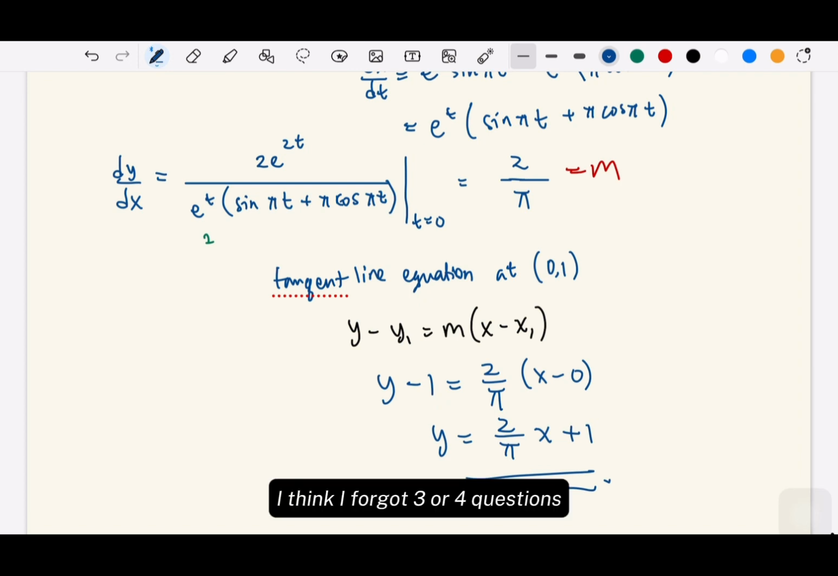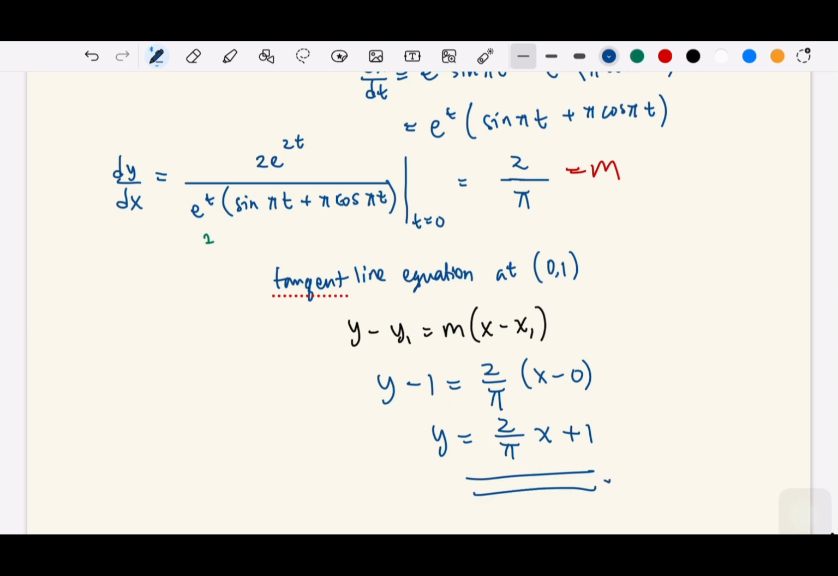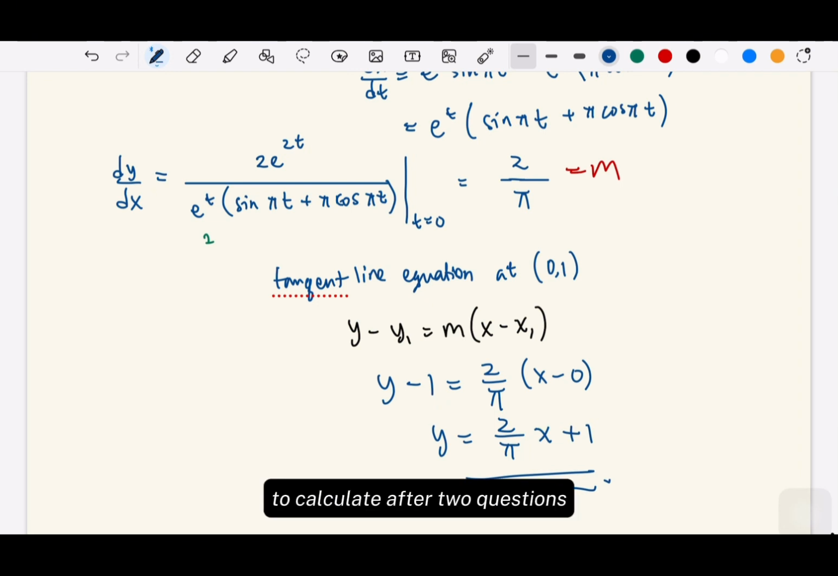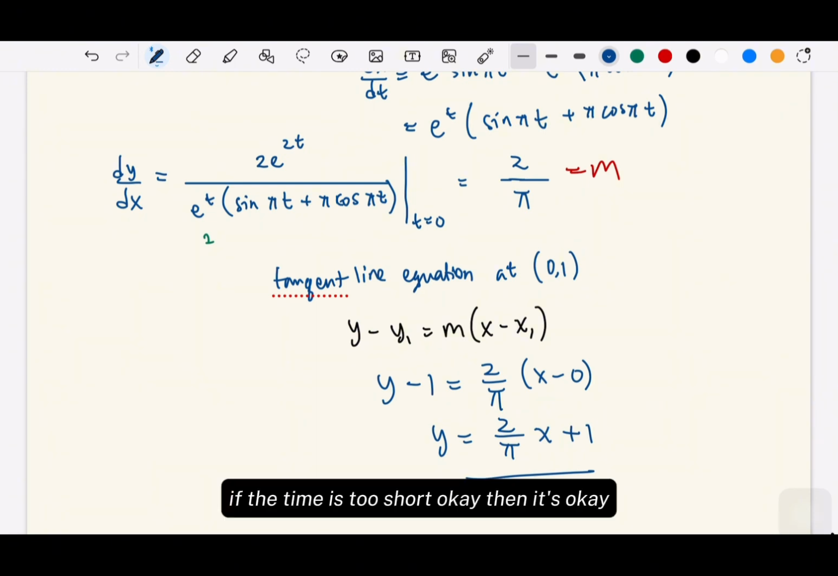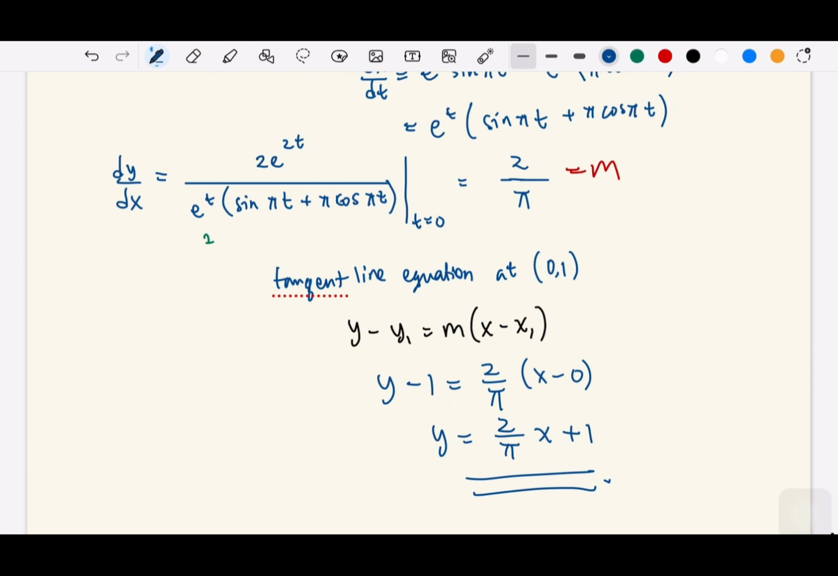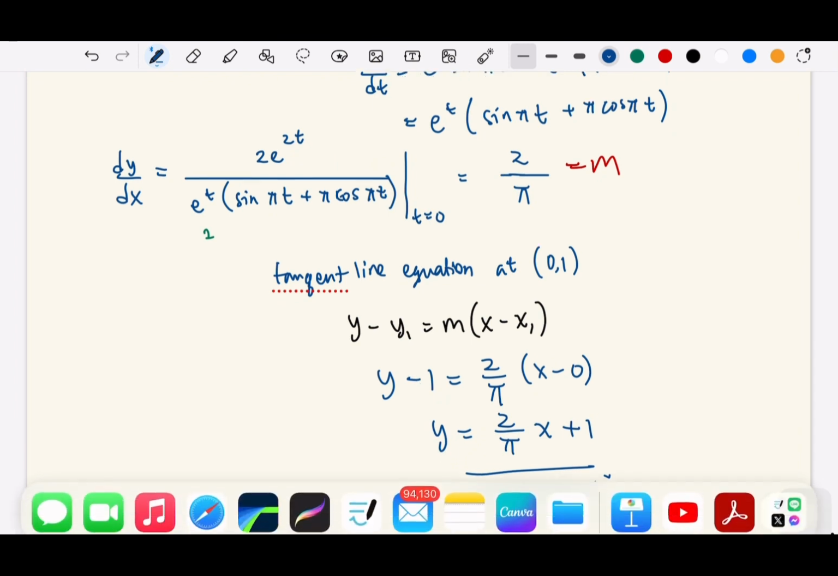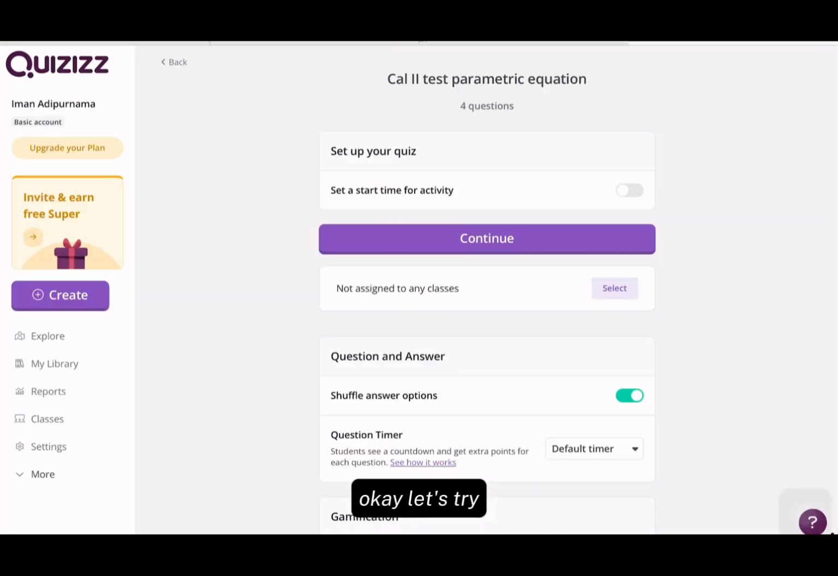I think I forgot 3 or 4 questions, but they're really short questions. I think only one question that you need to calculate. Two questions. Okay, but let's see. If the time is too short, then it's okay. That's just my feedback. Okay, let's try.